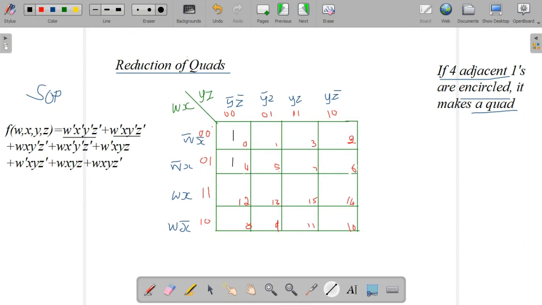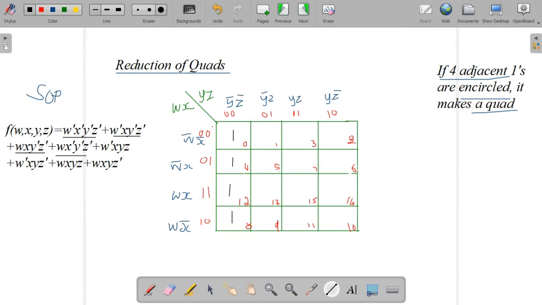But when we are reducing an expression, first of all we have to find a bigger formation. First, we focus on whether there are any octets. If there is no octet, we move to quads. If there are no quads, only at last do we come to pairs. We can't directly make it a pair. We have to finish filling all the minterm positions, then check whether there are any two adjacent ones, and then make a pair. Otherwise, if four adjacent ones are there, make it a quad. Don't make it two pairs. That is the mistake; you have to make the bigger formation. If we get four adjacent ones, we make it a quad.